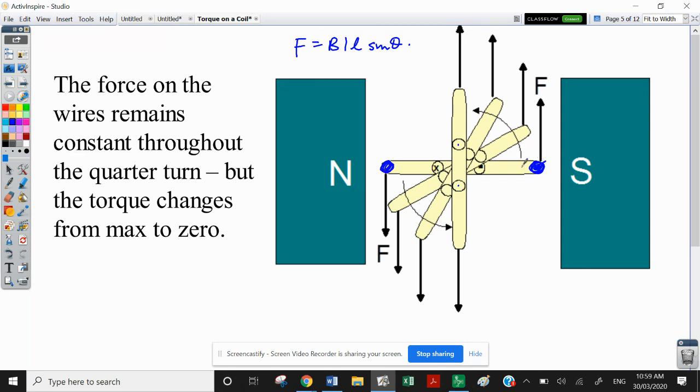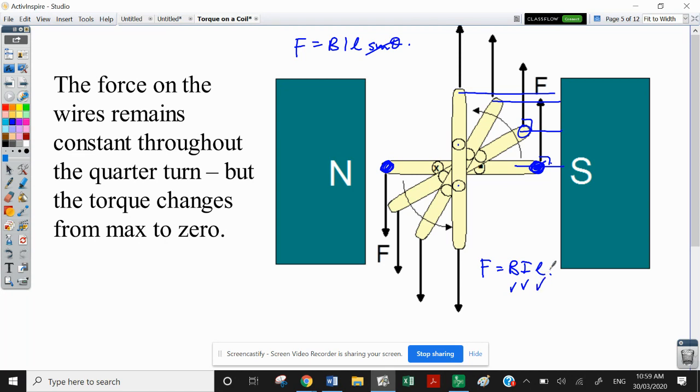Now, as a result, it is at right angles to the field. It is also at right angles to the field here. See, the force is at right angles and right angles and right angles. So it's always going to be sine of 90, which is 1. So the force here is always BIL. The magnetic field strength is the same, the current is going to be the same, and the length of wire is the same.